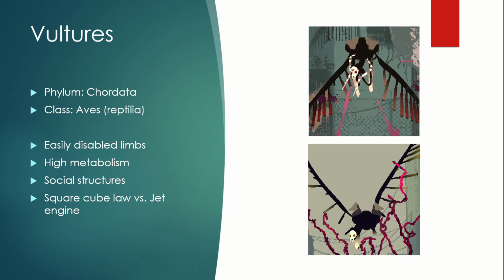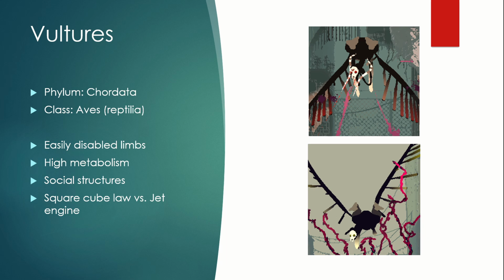Alright, next up are vultures, which I believe to be in phylum Chordata and class Aves. I added a parentheses in Reptilia there because there is still some debate in taxonomy whether birds are actually just a sub-variation of reptiles. But it has easily disabled limbs, implying very brittle bone structure, high metabolism, it's always hunting, complex social structures, with the masks seeming to be a prominent feature of these animals.